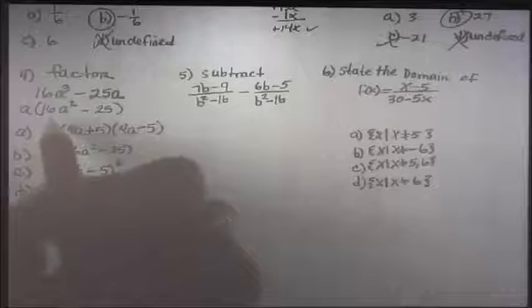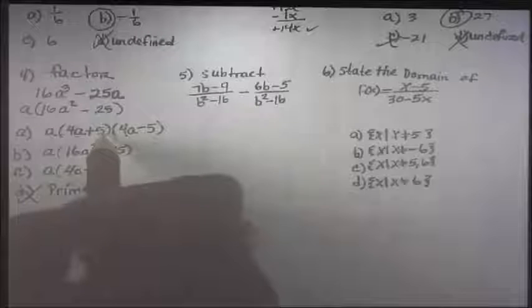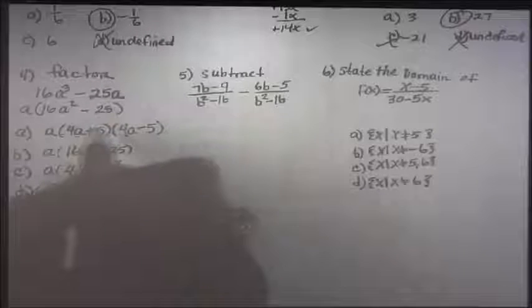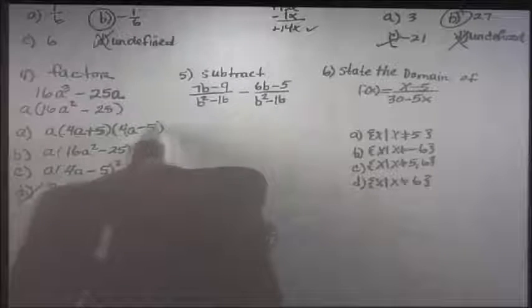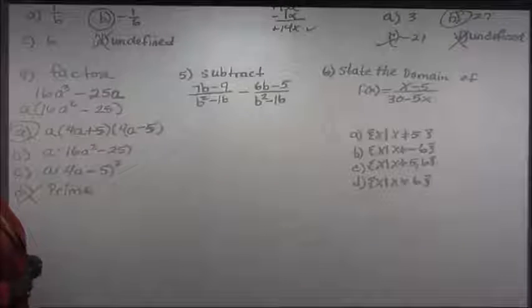That's going to break up into 4a and 4a. 25 breaks up into 5 and 5. 1 positive, 1 negative. Everybody see it? A is my answer.